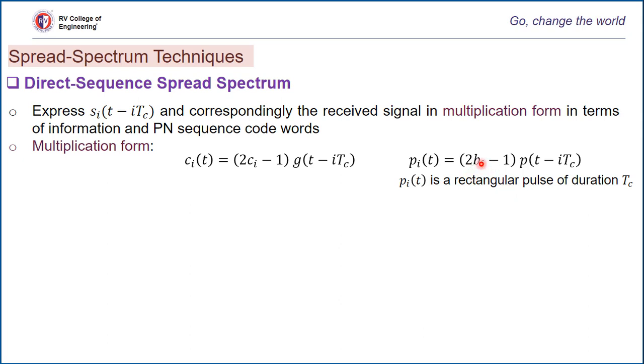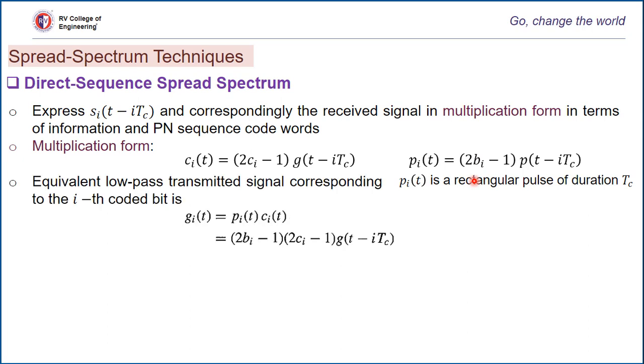So this is the information bit, and this is the coded word. The low pass representation corresponding to the ith coded bit can be represented as the product of these two signals, pi of t and ci of t. If I take the product of these two, 2bi minus 1 and 2ci minus 1 will get multiplied, and the product of p of t minus iTc and g of t minus iTc will simply be g of t minus iTc, because p is just a binary value. So this will have the pulse shape.